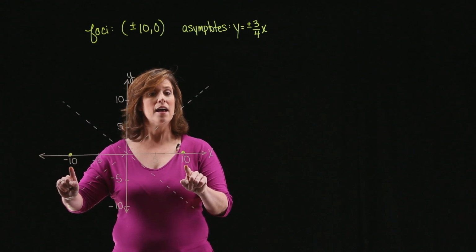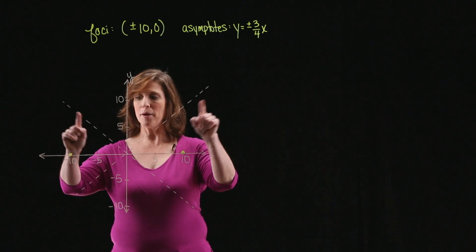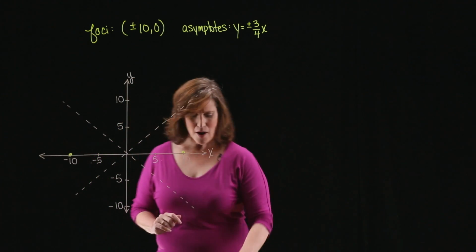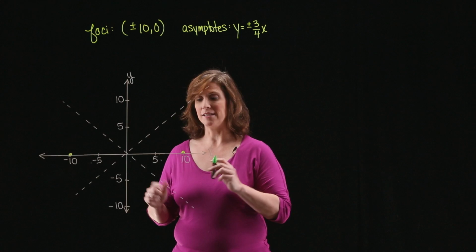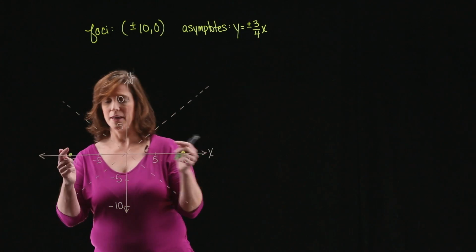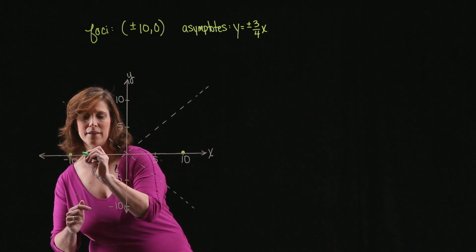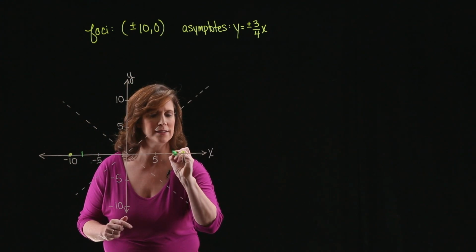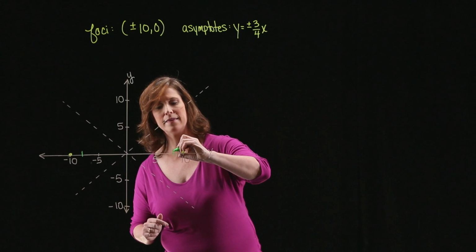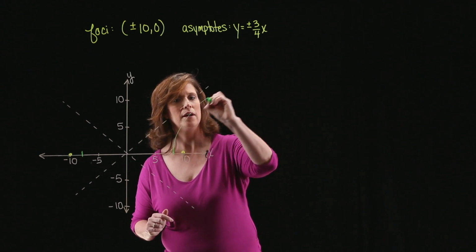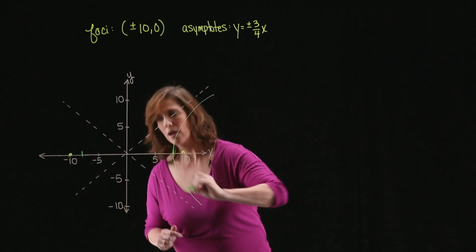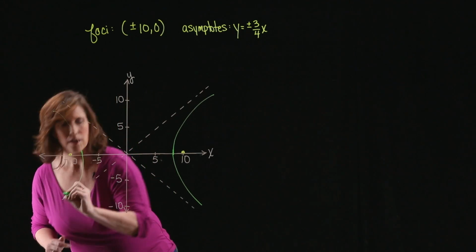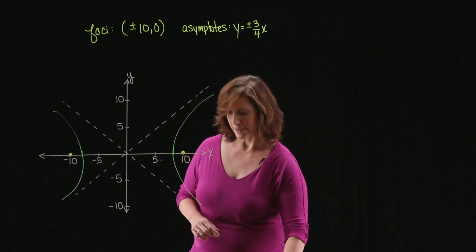I also know the foci are negative 10, 0 and positive 10, 0. Now remember that the branches of the hyperbola open around the foci. So even though I'm not quite sure where the vertices are, I know that they'll be to the right of negative 10 and to the left of positive 10, and that my hyperbola is going to surround both of those focus points.